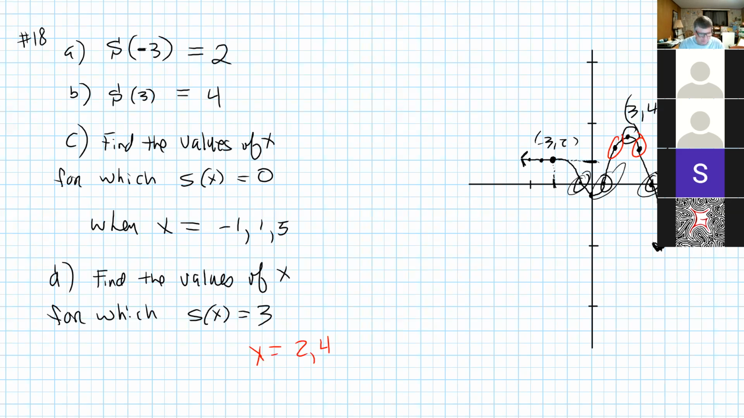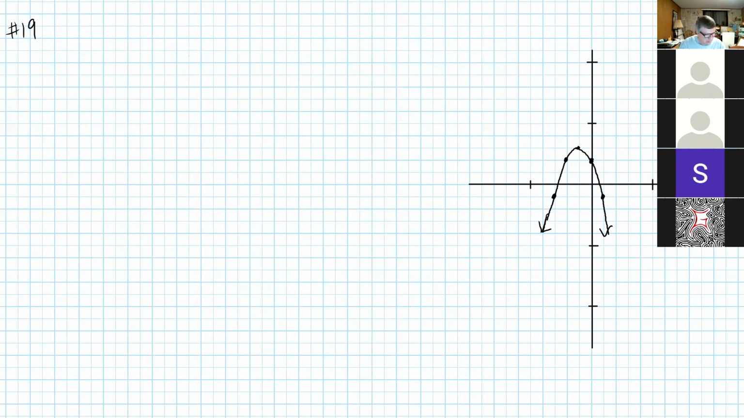Okay, we all right with that one? New one, here we go. Problem number 19. We have a new graph, and this is the graph of the function g. And they want to know what g of -2 equals.